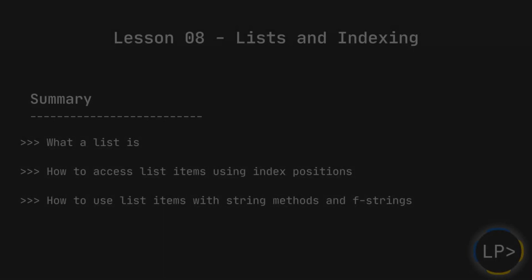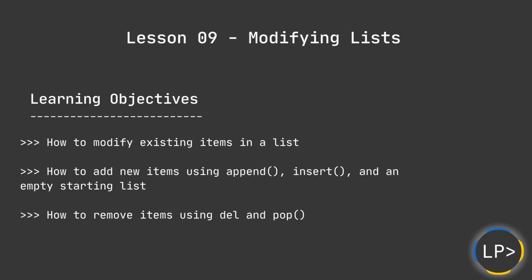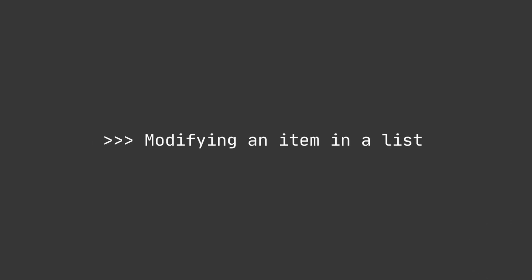Hello and welcome to Learn Python. In the previous lesson 8, we looked at what a list is, how to access list items using index positions, and how to use list items with string methods and f-strings. In the current lesson number 9, we will extend this by looking at how to modify existing items in a list, how to add new items using append, insert, and an empty starting list, and finally how to remove items using del and pop. Lists are one of the first major building blocks in Python.